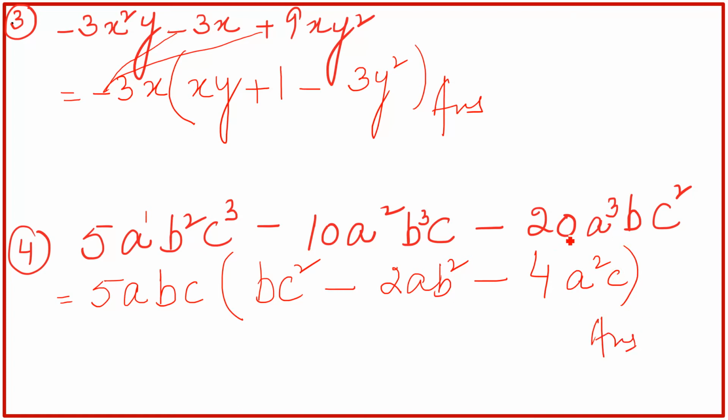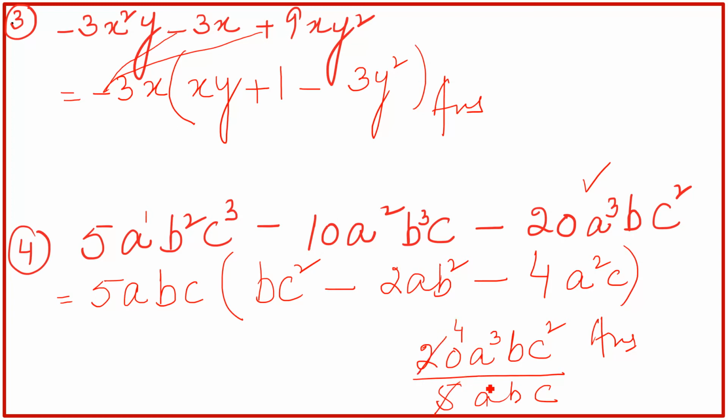Suppose here, I will explain you one more time. If you do not know what is left here, what you have to do is write down this 20 A cube B C square. Whatever we have taken as a common, write down in the denominator. See, this 5 one time, 5 4 times 20. This is 3a, this is 2a, so 1a will cancel. So here we have 2a, b will cancel out. This is only 1c. So 4a square c, like this.